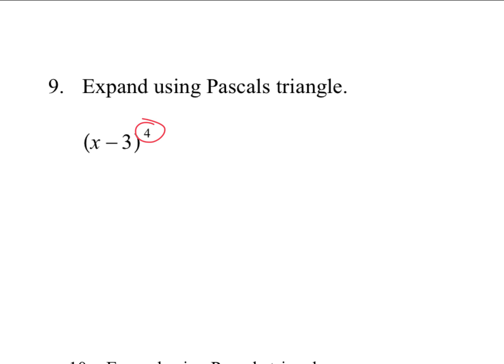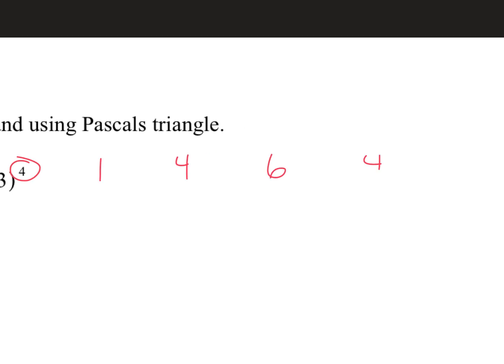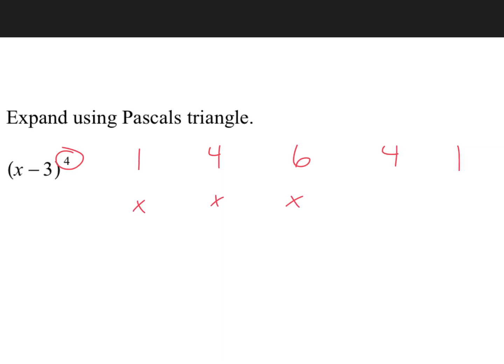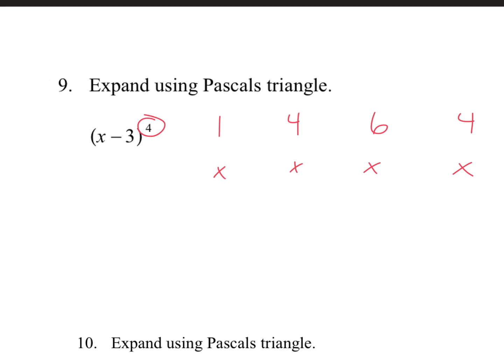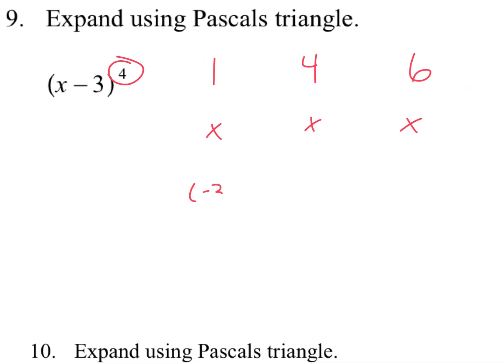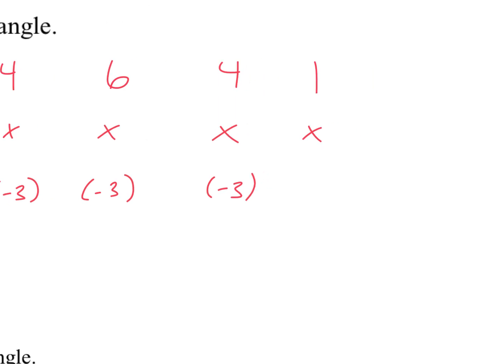What power? Fourth power. So what are the numbers that are going to go at the very top for the fourth power? 1, 4, 6, 4, 1. Okay, perfect. So now we write our first term, correct? What is our first term? X, X, X, X, and X. What's my second term? Negative 3. I'm going to put a negative 3 in parentheses because I know when I square and stuff like that, it changes the sign. So you just write your second term however many times you need to.